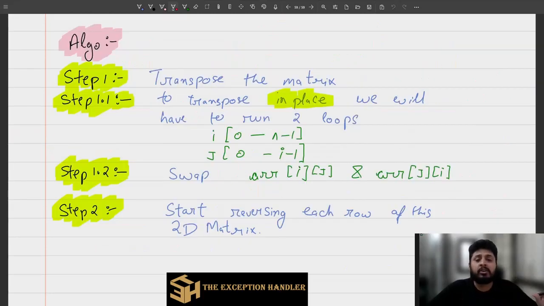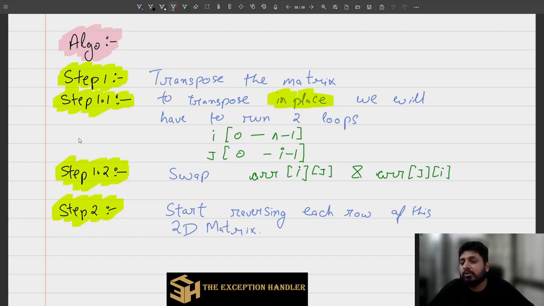Now this is the algorithm that I have written over here. So the algorithm has two major steps. First step is transposing the matrix, and the second step is reversing each row in the matrix. That's it. For the first step, you have two loops. One is running from i equals 0 to n, and the second loop running from 0 to n minus i minus 1. And you would swap arr of i comma j with arr of j comma i. So you would just swap these two values, and that's it.